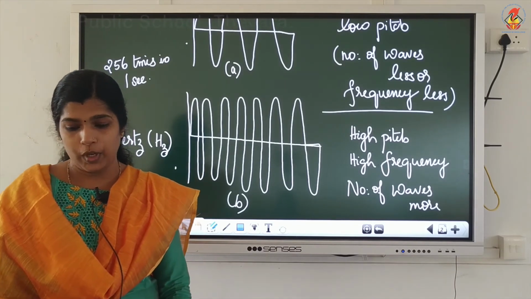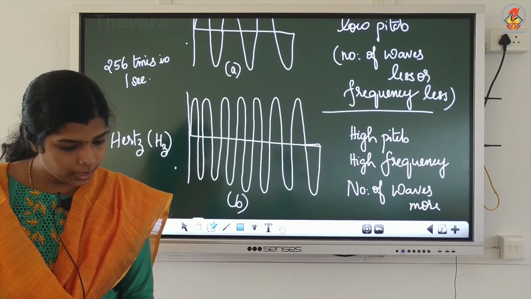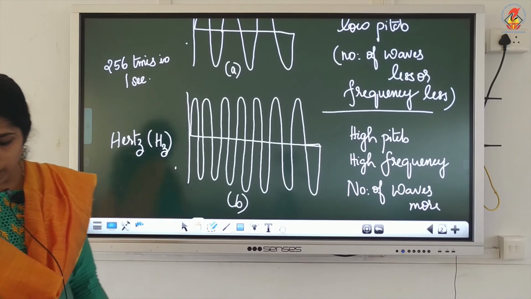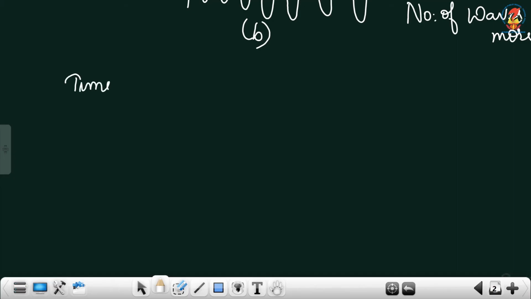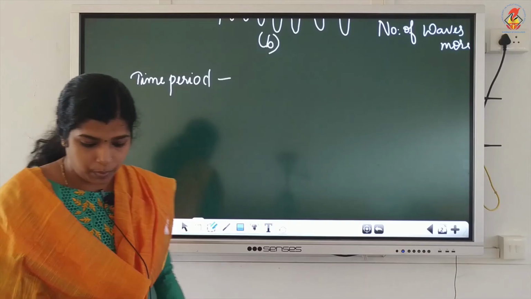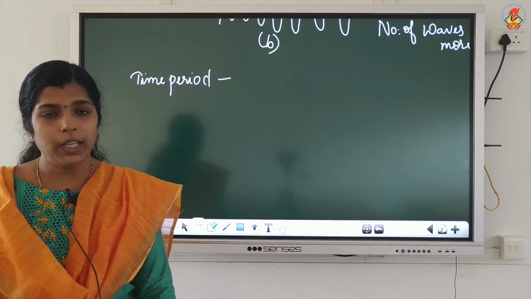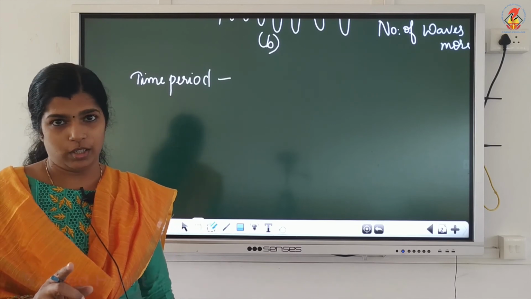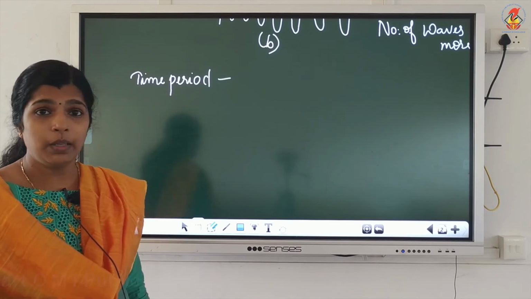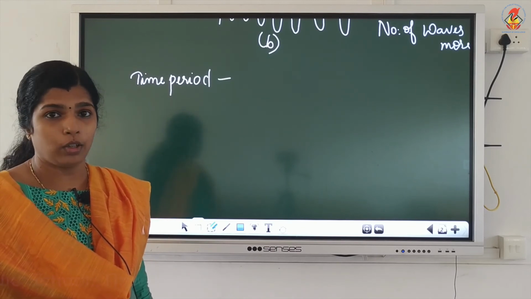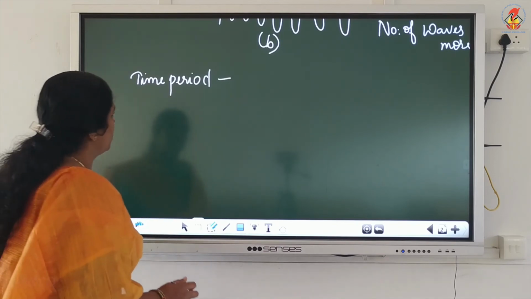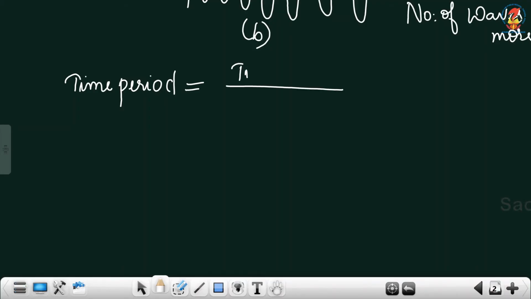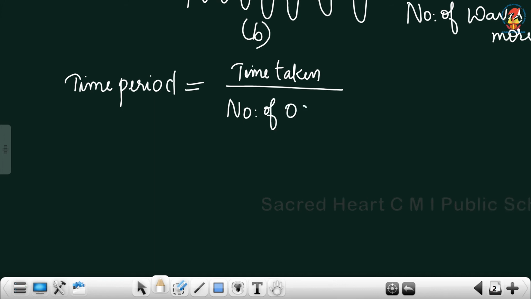Now, one more equation is there to find time period and frequency. Time period means the time taken by an oscillation. Time period is the time taken by the pendulum to complete one oscillation. That is known as time period. Now, one more equation to find time period is, time period equal to time taken divided by number of oscillations.